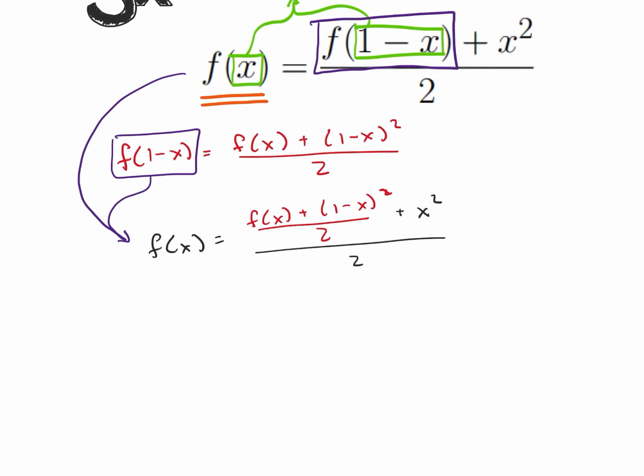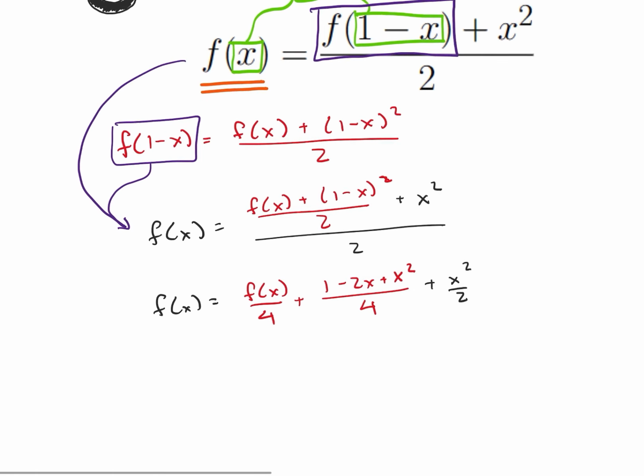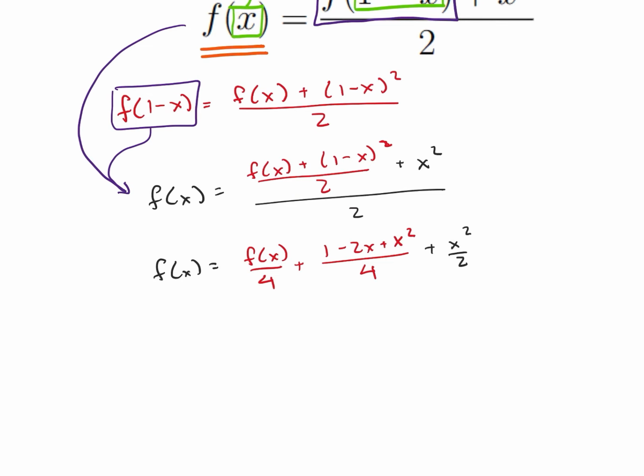I'm going to clean this up a little bit, so I'm going to rewrite this as f of x is equal to f of x divided by 4 plus, and multiplying this out, I'm going to get 1 minus 2x plus x squared divided by 4, and then finally plus that x squared over 2. So let's rearrange a little bit, and we're going to end up getting this new equation where I have 3 over 4 times f of x is equal to, so x squared over 2 plus x squared over 4 is going to give me 3 over 4 x squared. Then I'm going to have minus 2x plus 1 over 4.